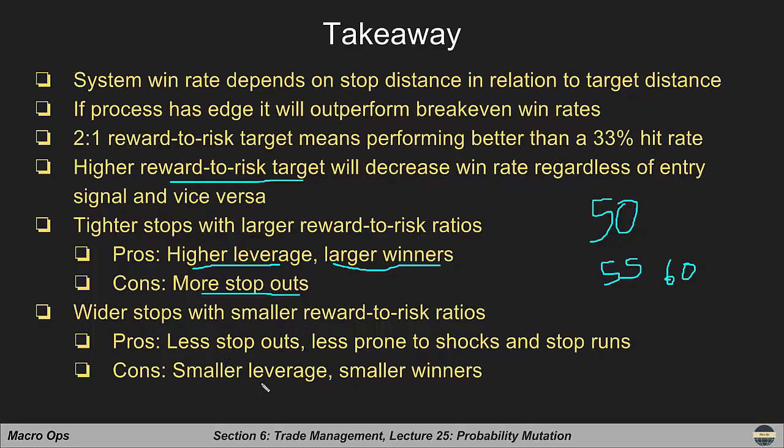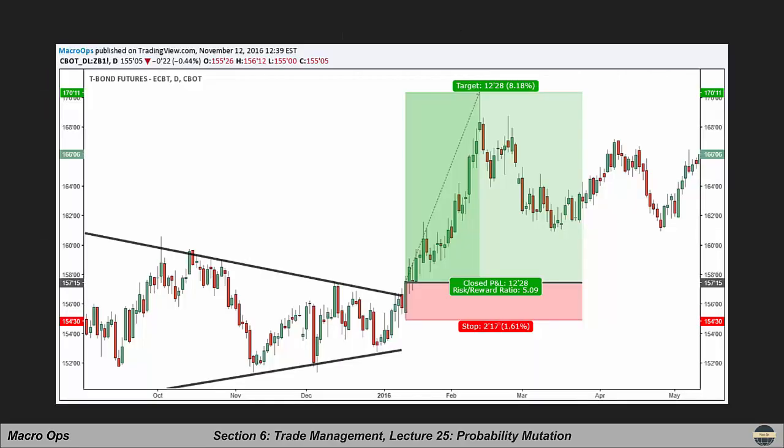But then you're going to have smaller leverage and smaller winners because your stop is far away compared to your target. So you're giving your trade a lot more room. But because the stop is so far away, you're going to have smaller size on. So when that trade does win, it's going to be a smaller winner in your book. So let's look at this example on T-bond futures.